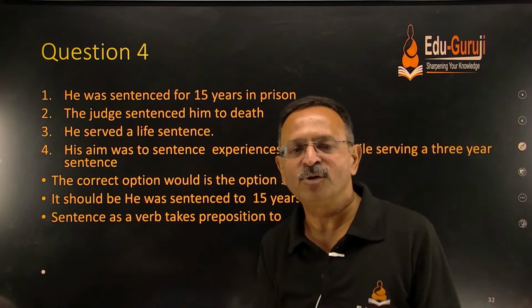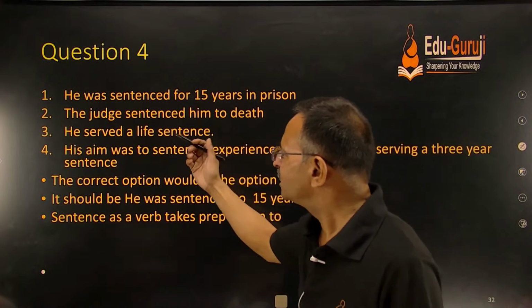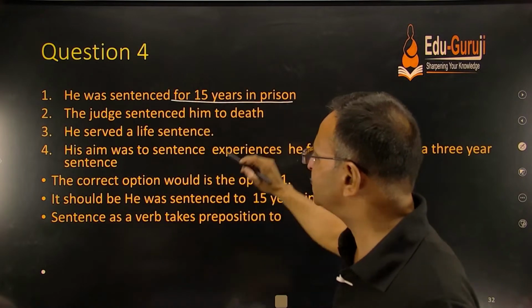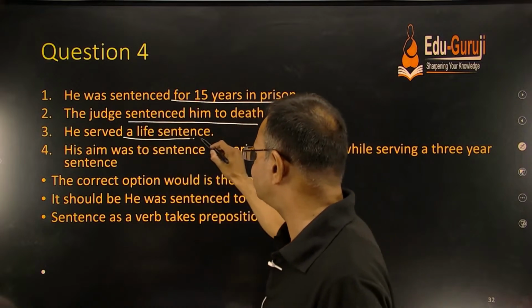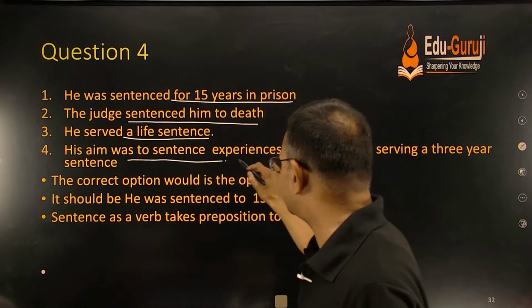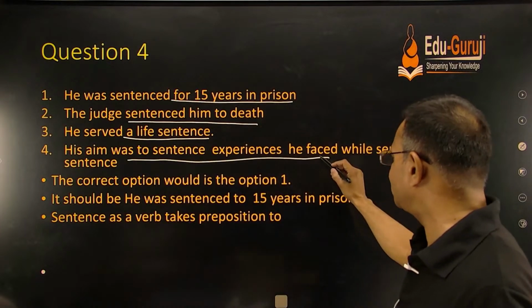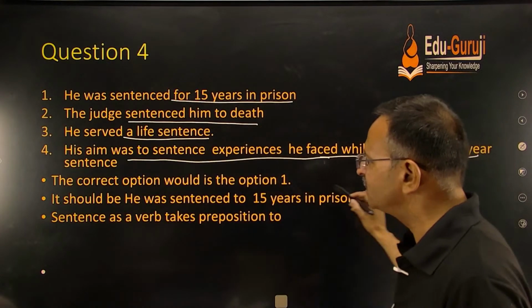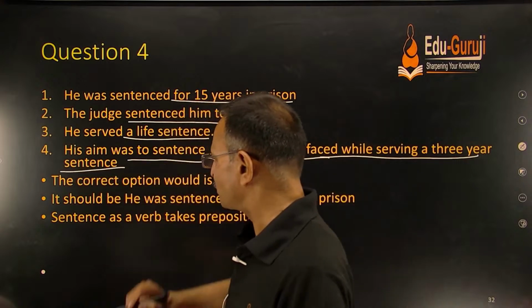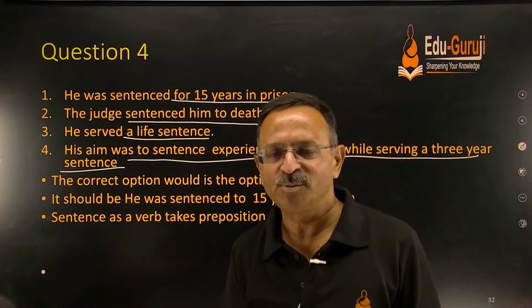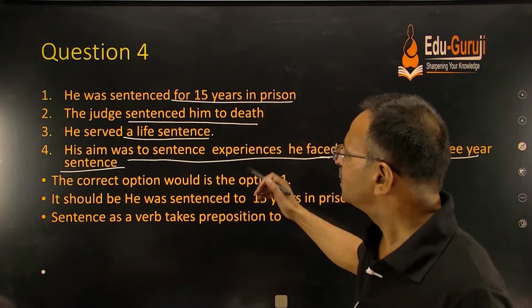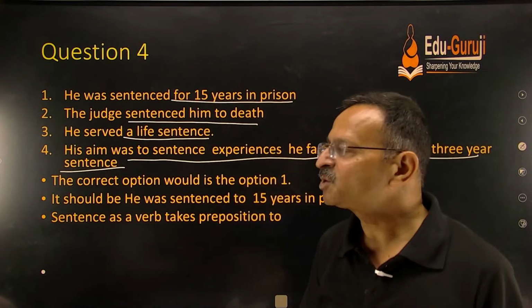Let's see question 4. He was sentenced for 15 years in prison. The judge sentenced him to death. He served a life sentence. His aim was to sentence experiences he faced while serving a 3-year sentence. So can you make out which would be the correct one? Right. So look at how we can solve this.